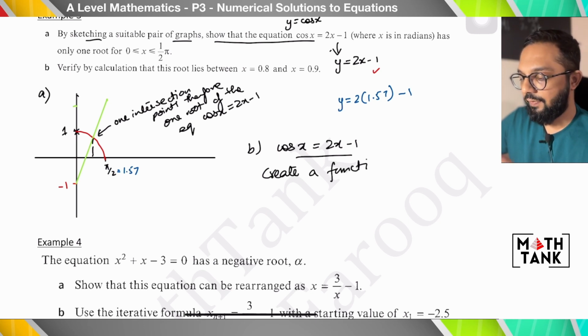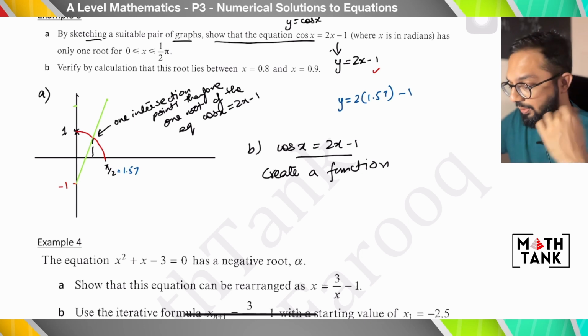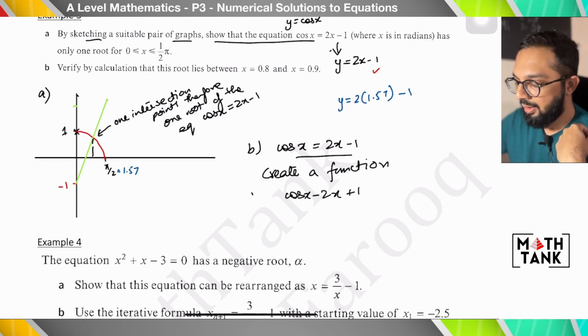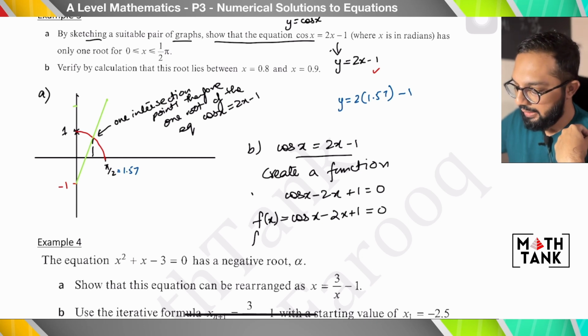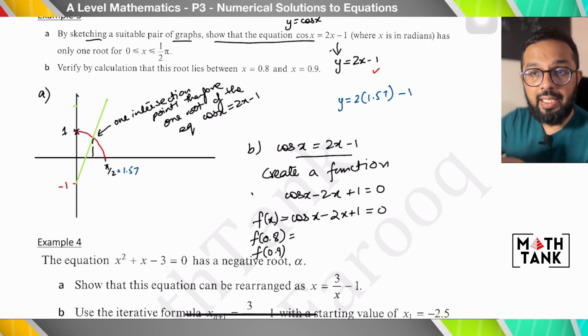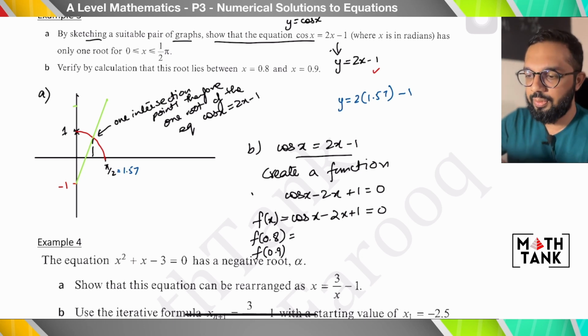and say that that function will have y values that are going to change. So cos x minus 2x plus 1 equals 0, and I'm going to say that this is f of x. What am I then going to plug in? I am going to plug in first f of 0.8 and then f of 0.9. If my values of y change sign, so they either go from negative to positive or from positive to negative, I will say that the root lies between 0.8 and 0.9.